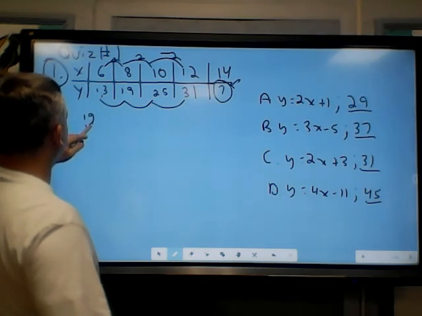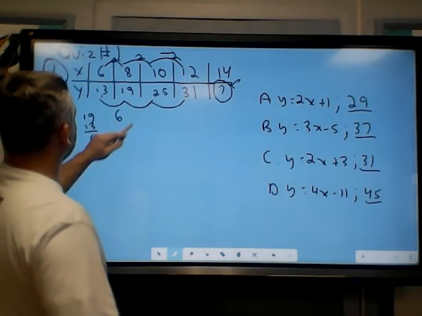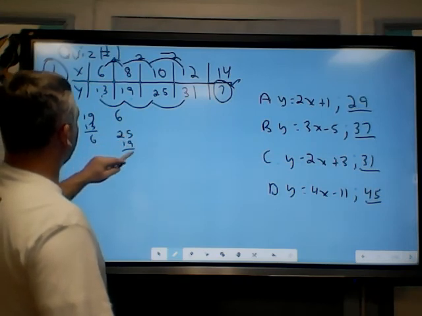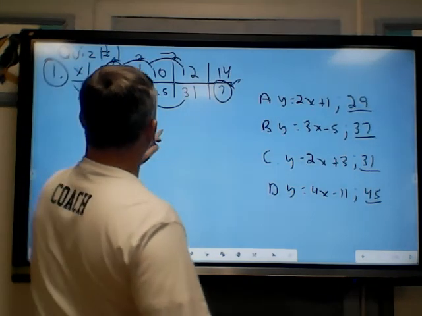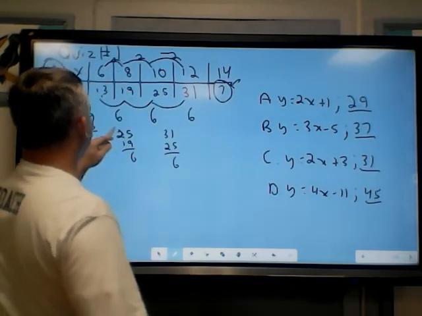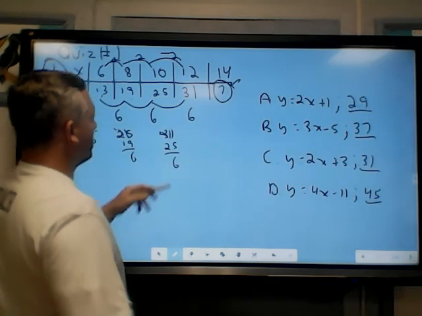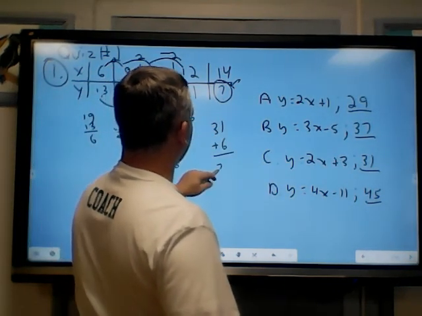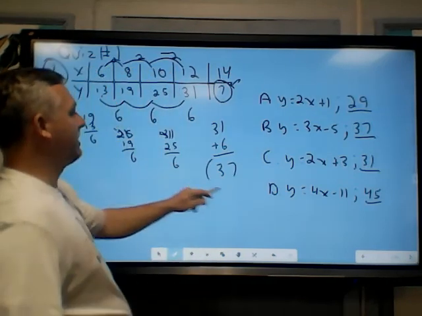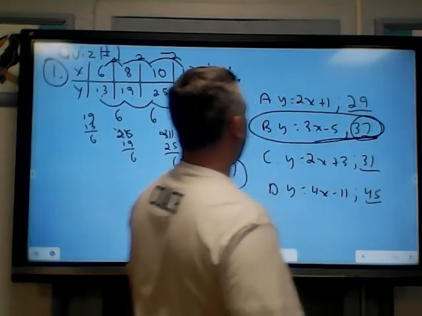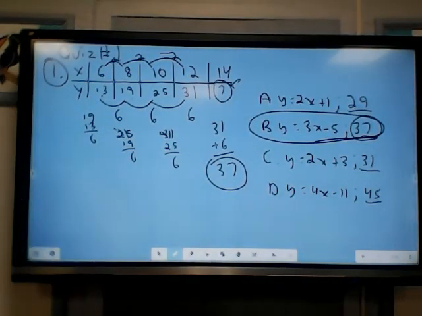Okay, so from 13 to 19, it's increasing by 6. 19 to 25 is also increasing by 6. 25 to 31, if you subtract these, you will see that all three are increasing by 6. That means if you take 31 and 6 and add them together, you will get your missing question mark, which is 37. And since 37 is the missing question mark, right here is the answer, means the answer must be B, y equals 3x plus 5, and 37 is the answer.